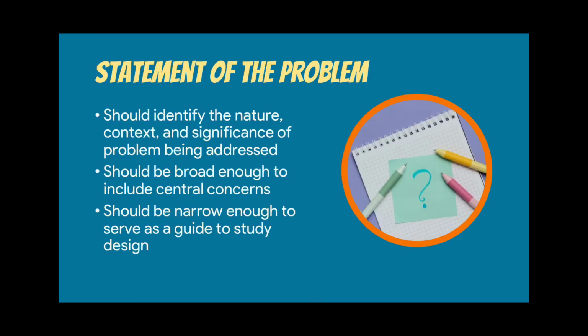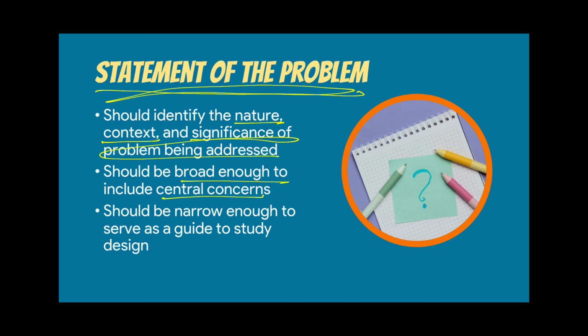So now that you have pinned down the basic relationships that you want to test in the study and the variables that you want to test in the study, it's time for you to write the statement of the problem. So just a few descriptions of the statement of the problem. It should be able to identify the nature, the context, and the significance of the problem being addressed, should be broad enough to include central concerns, and should be narrow enough to serve as a guide to study design.